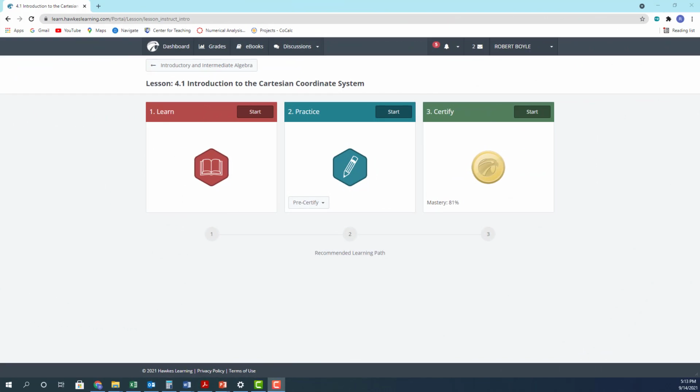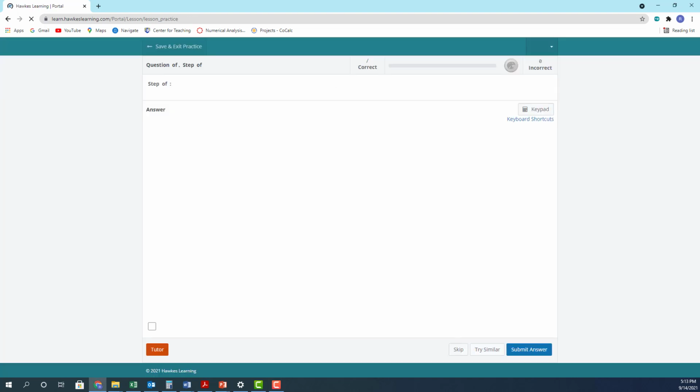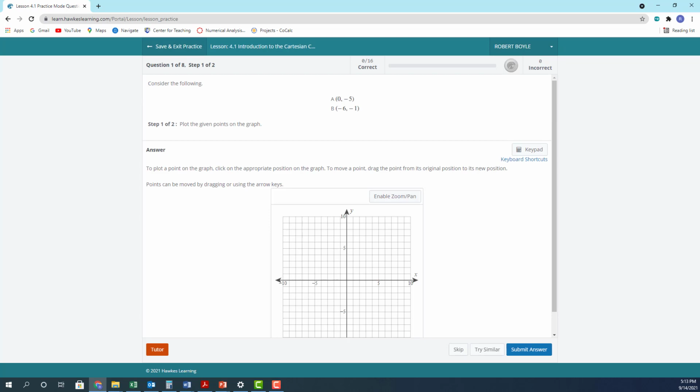Okay, here I have ALEKS up, and I'm going to go into practice. I have it set at pre-certified, and here is start. I'm going to just go through a few of them just so you get a flavor for how this works. Okay, so here I need to plot the two following points on the graph. I have to plot 0, -5, and then -6, -1.